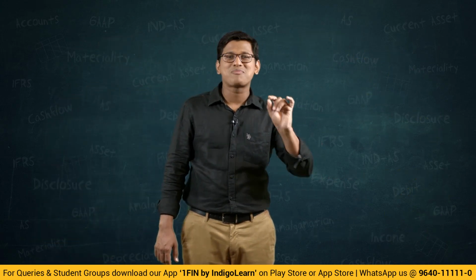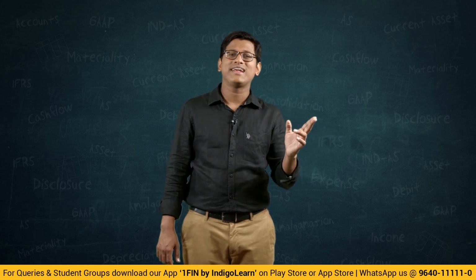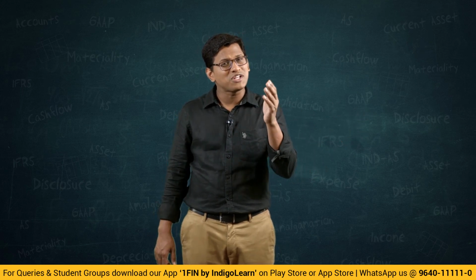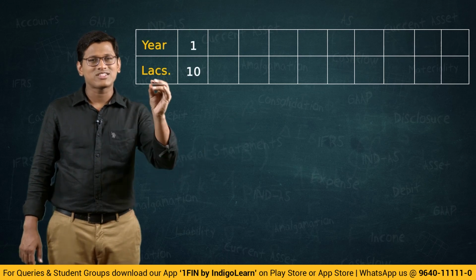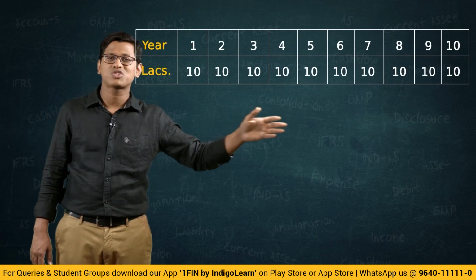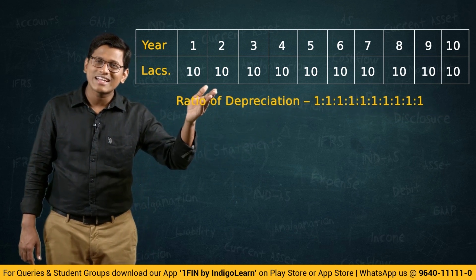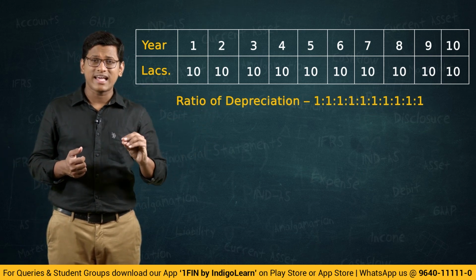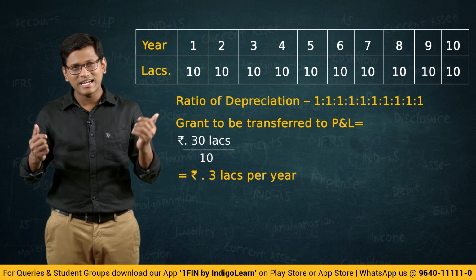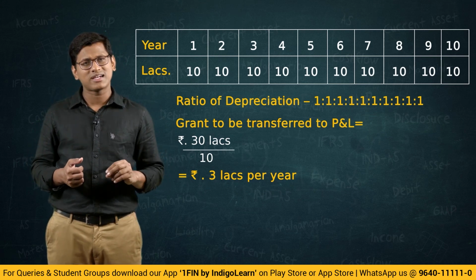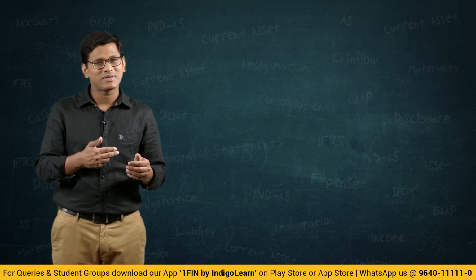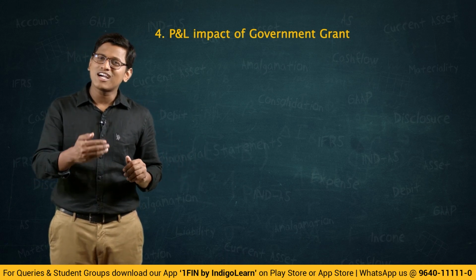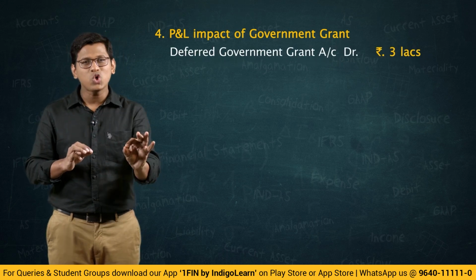Now from deferred government grant, you will transfer proportionately that amount into the P&L account. So what will happen? If the expected depreciation ratio for the next 10 years is 10 lakhs is to 10 lakhs is to 10 lakhs and so on, so basically 1 is to 1 is to 1 and so on, then if it is an equal ratio, even that government grant will be credited to P&L in equal ratio. So in such case, out of 30 lakhs, 3 lakhs will be transferred into the P&L account. So what is the entry for it? Right now, we credited deferred government grant with 30 lakhs. Now we will debit deferred government grant with 3 lakhs and credit P&L to the extent of 3 lakhs. So the entry we will pass is: Deferred government grant account debited 3 lakhs to P&L 3 lakhs.